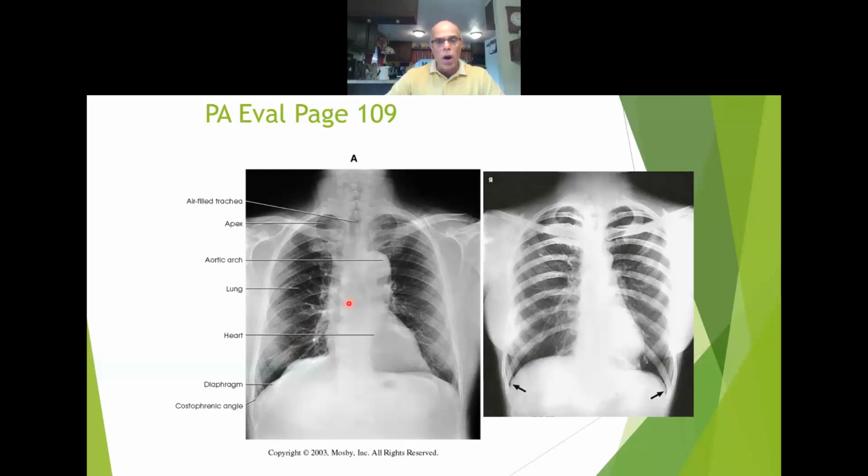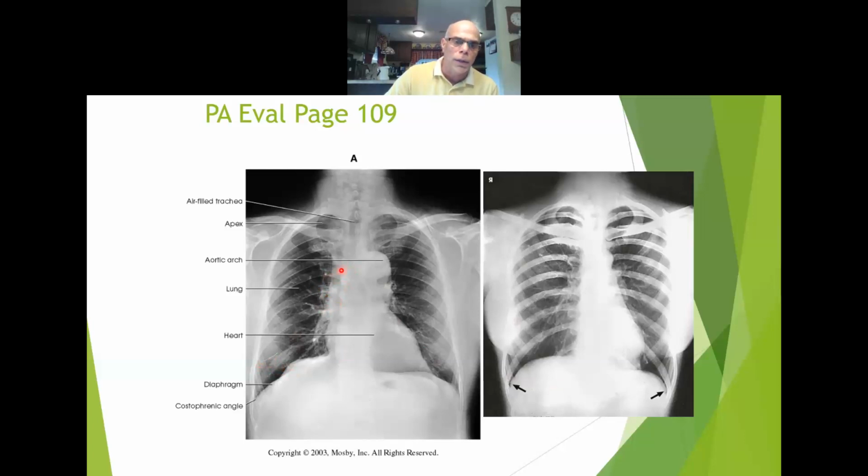Short outline of the heart and the diaphragm. We've seen all that. Here's your diaphragm. Here's your heart. So overall, pulmonary vascular markings from the hilar regions to the periphery of the lung. So you need to be able to see this from the hilar region.